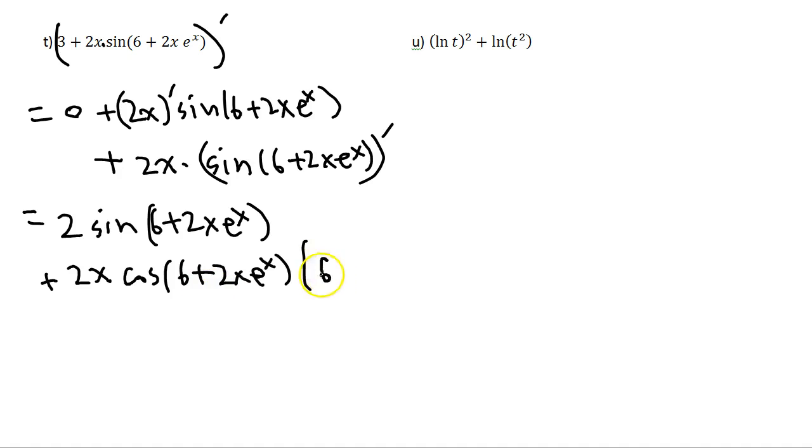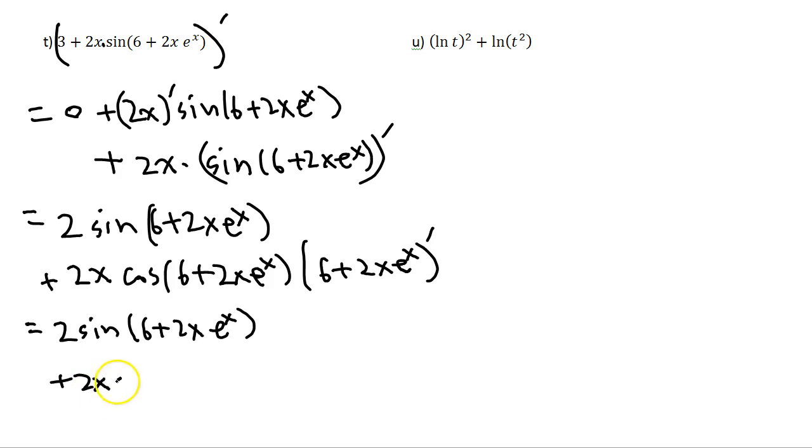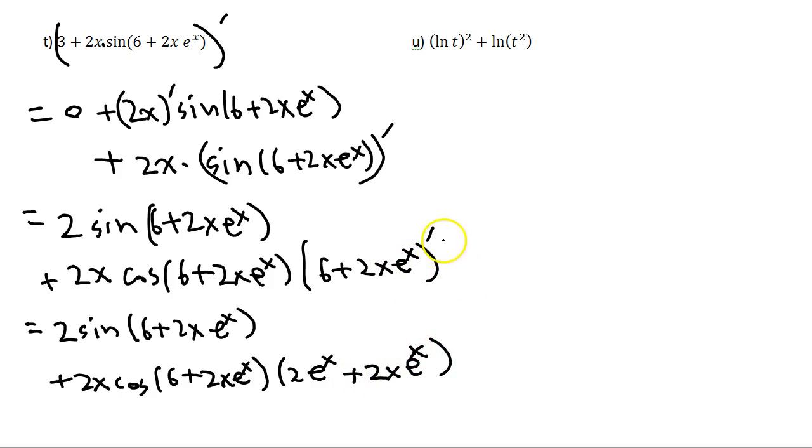So you pull this out and we differentiate. Now 2x e to the x, that's a product. 6 differentiates to 0. 2x times e to the x, you need the product rule. So that's going to be 2 sine of 6 plus 2x e to the x plus 2x cosine of 6 plus 2x e to the x. And when you apply the product rule, 2x differentiates to 2, plus 2x, and e to the x differentiates to e to the x. That's what you get.